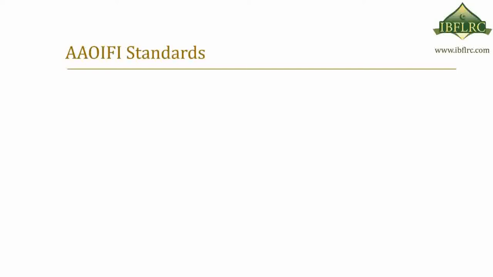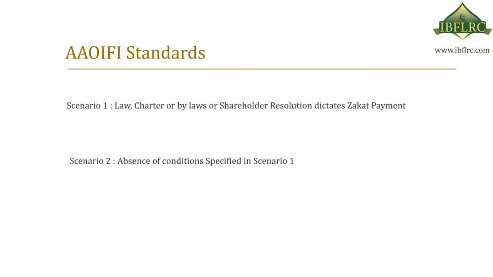Standards provide two treatments depending upon which scenario applies to the entity. Scenario 1 is where Zakat is required to be paid by the company or institution by its governance framework, while Scenario 2, the governance framework doesn't require Zakat to be paid by the company. We'll discuss each one in detail.